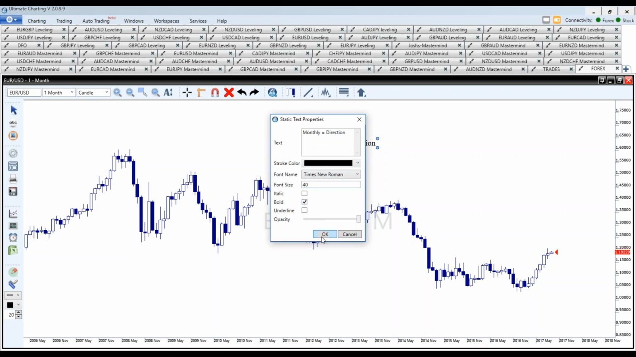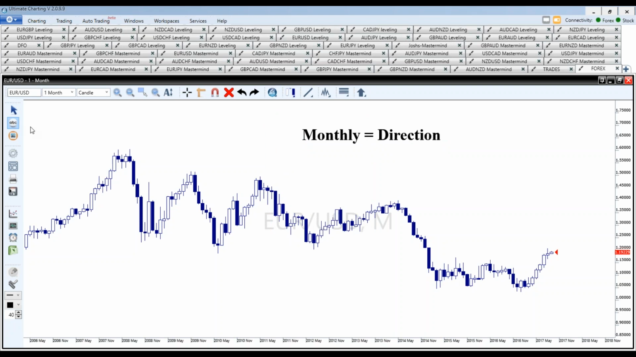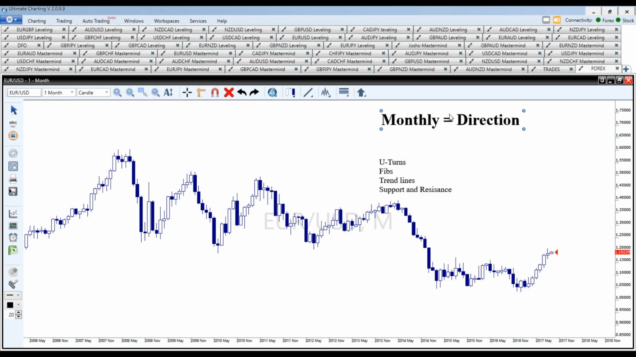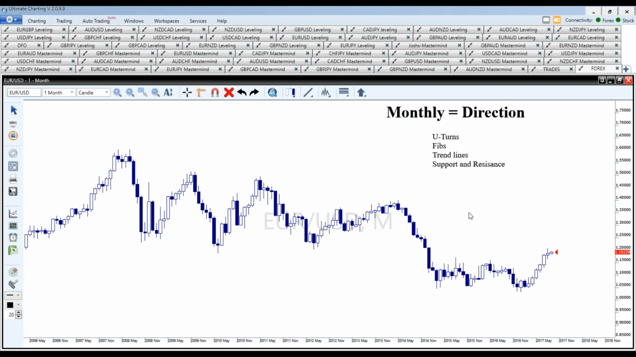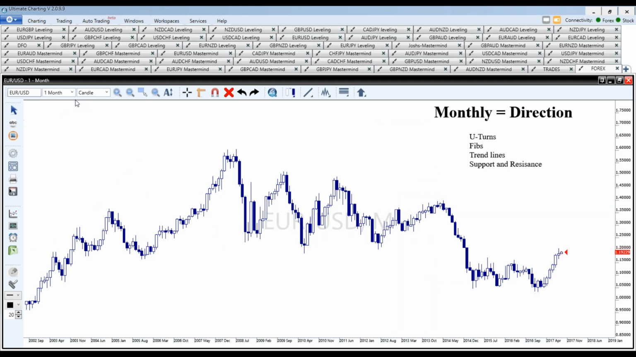Now, specifically, we're utilizing a couple tools that are offered by the Ultimate Charting software. We are looking specifically for U-turns, and we're using Fibonacci's, we're using trend lines, and we're using support and resistance. These tools are very, very powerful if you understand them correctly. Now, you need to understand monthly time frames will provide you the highest winning percent pattern. It will give you the ability and the opportunity to find where the market U-turns.